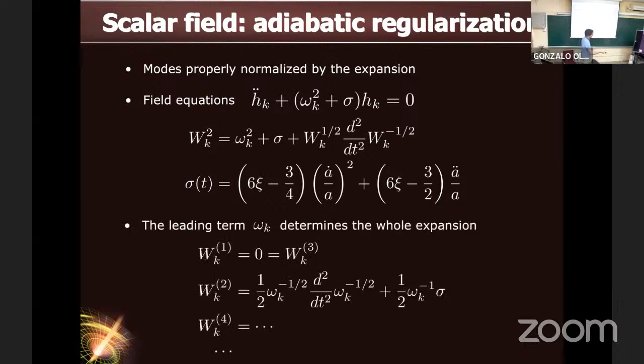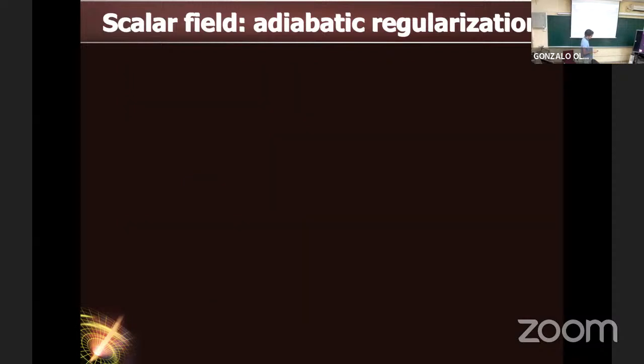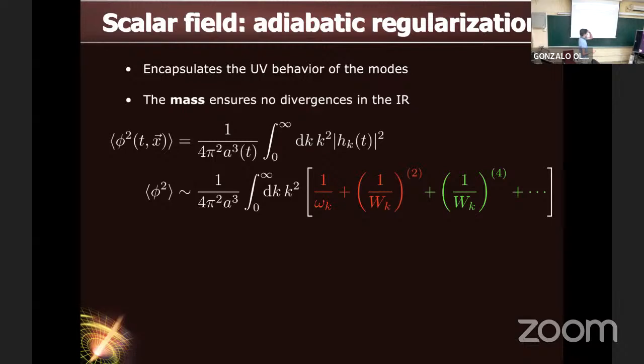And then you can, now it worked. If you actually do this recursively, well, all the adiabatic orders are vanishing. And for example, the second adiabatic order is just obtained by plugging in this omega and solving this side for the second adiabatic order. And you can repeat this process as much as you like. Okay, so the thing is that this expansion essentially encapsulates the ultraviolet behavior of the modes.